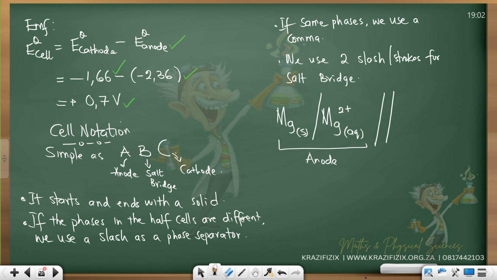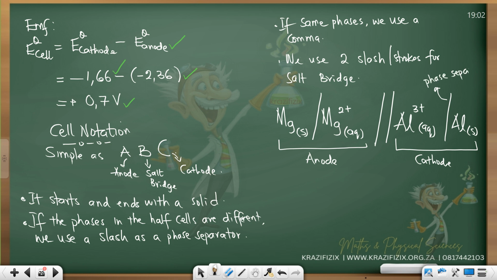All right. What's next? The cathode. Check my swimming. After the salt bridge, I went again into the pool. So it has to be Al3+. And then I came out by aluminium solid. Again, that becomes my cathode. And remember, what is this single stroke? A single stroke is a phase separator. And what is the double stroke? Salt bridge.